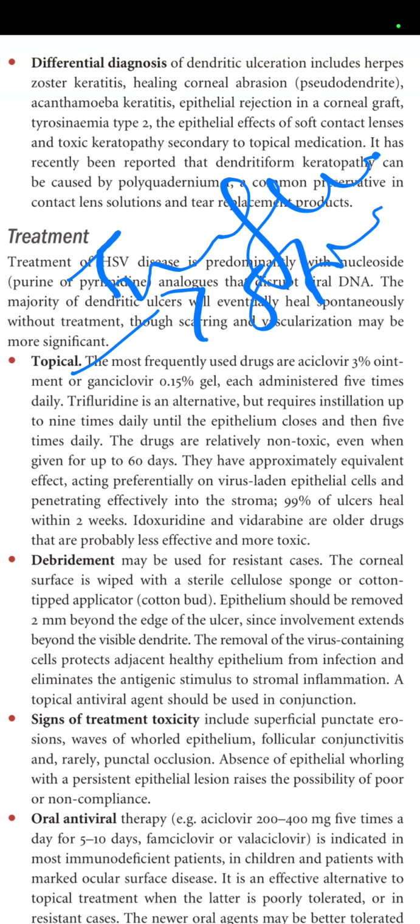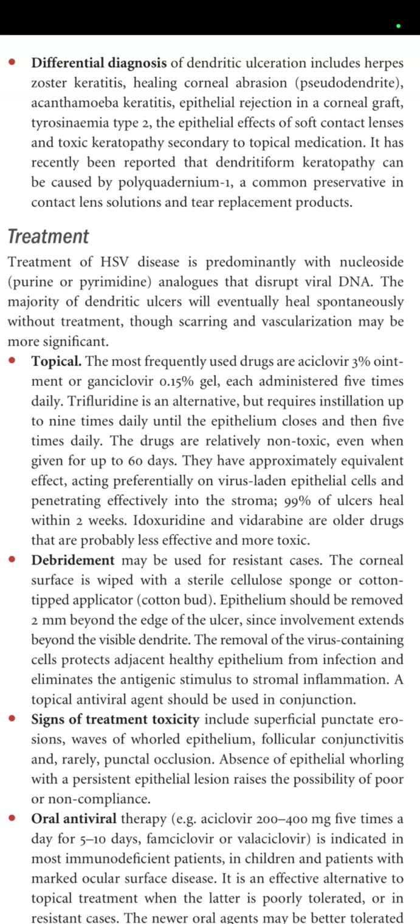These drugs are relatively non-toxic even when given up to 60 days. They have approximately equivalent effect, acting preferentially on the viral laden epithelial cells and penetrating effectively into the stroma. 99% of the ulcers heal within 2 weeks. So within 2 weeks, the patient tends to get healed up. Idoxuridine and vidarabine are older drugs and are probably less effective and more toxic.